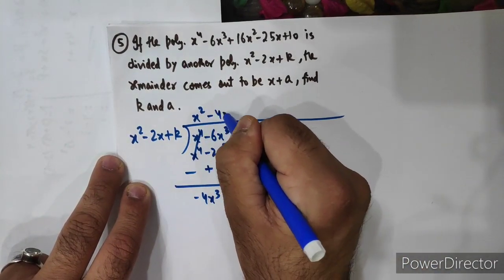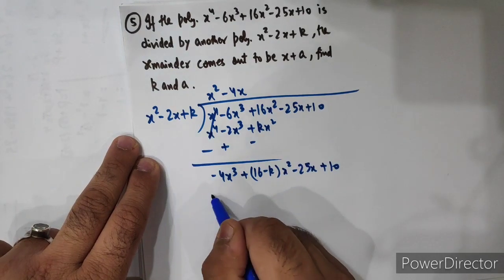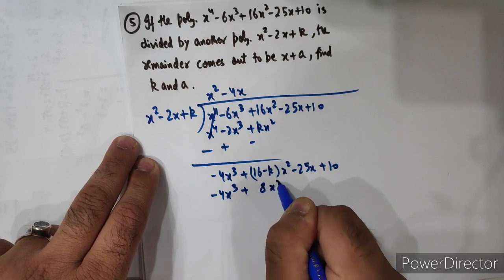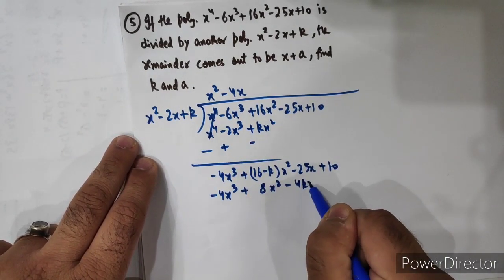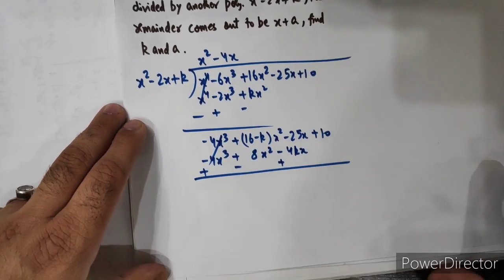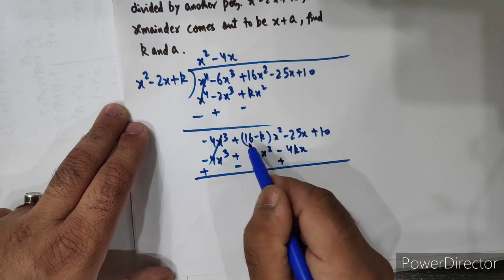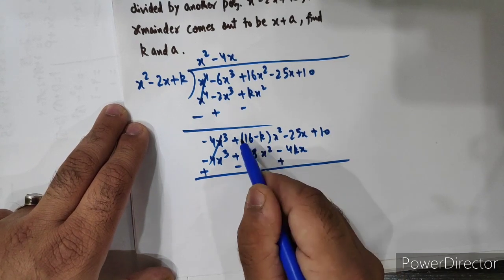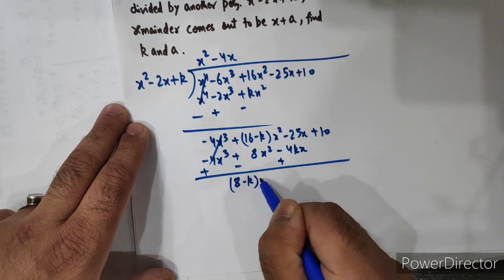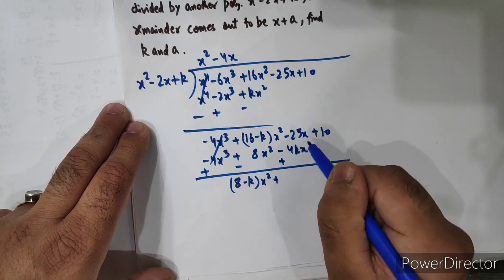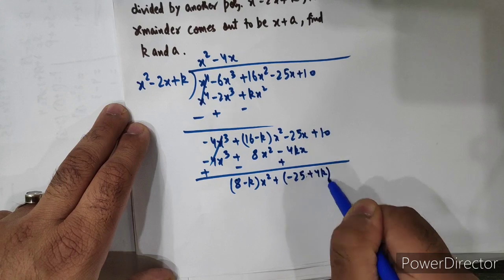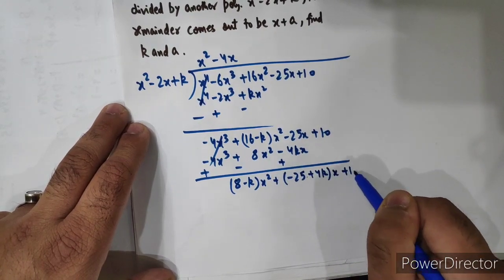Okay, so next step will be to multiply this by minus 4x. Now if we multiply this by minus 4x, you will get minus 4x cube plus 8x square and minus 4kx. Again if you change sign, plus minus plus, this is again going to cancel. You can take x square common, so this will be 16 minus k minus 8. So 16 minus 8 will be 8, so it can be written as 8 minus k into x square after simplifying this. Okay, and what about this? This will be minus 25 plus 4k, and x is same, plus 10 is again copied down.